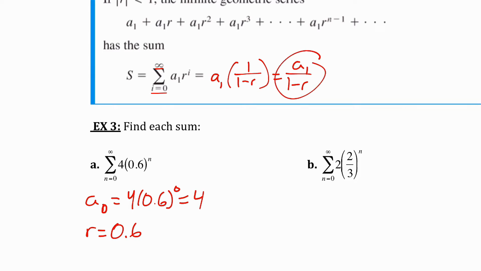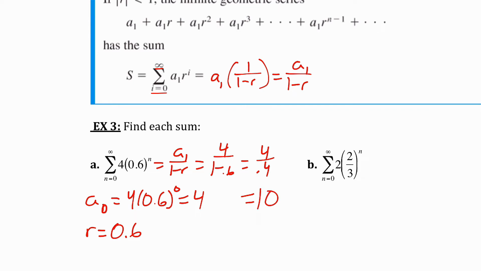Now again, I'm going to use this formula just because it's a little quicker. We're going to put a sub 1 over 1 minus r, which would be 4 over 1 minus 0.6, which gives us 4 over 0.4. Now 4 divided by 0.4 gives us a grand total of 10. So if we keep adding up those values over and over, the first term plus the second term plus the third term, we'd end up with the answer of just 10.